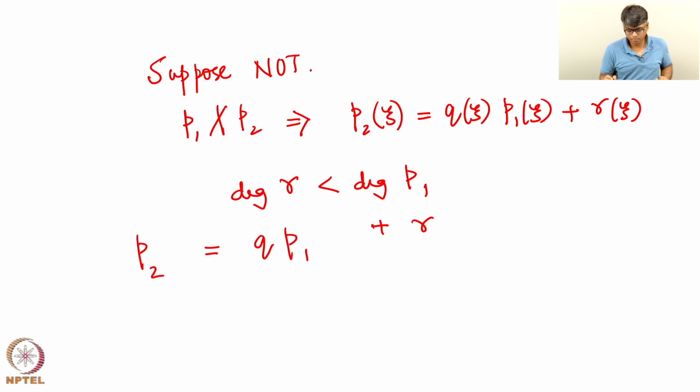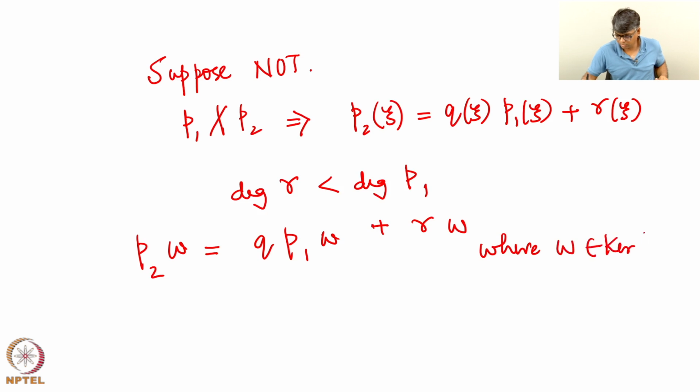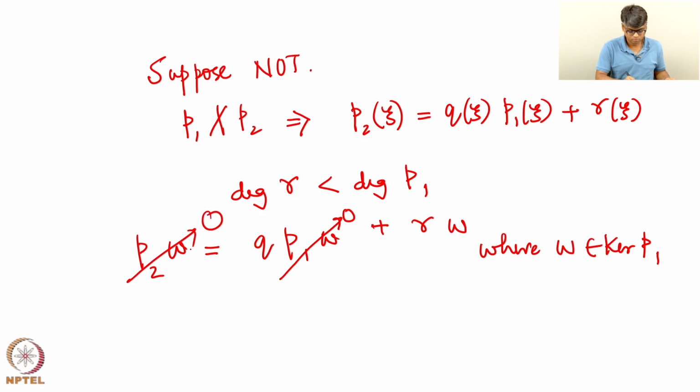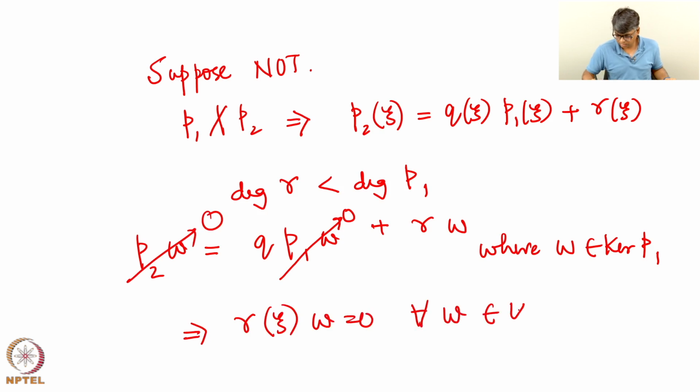Now, take a vector from kernel of p1 and make it act on it. I have w, where w belongs to the kernel of p1. What does that mean? That means this will go to 0, right, but I also have kernel p1 contained in kernel of p2, which means this will also go to 0. So, that means what we are left with is r xi w equal to 0 for all w in kernel of p1, but that is a contradiction.